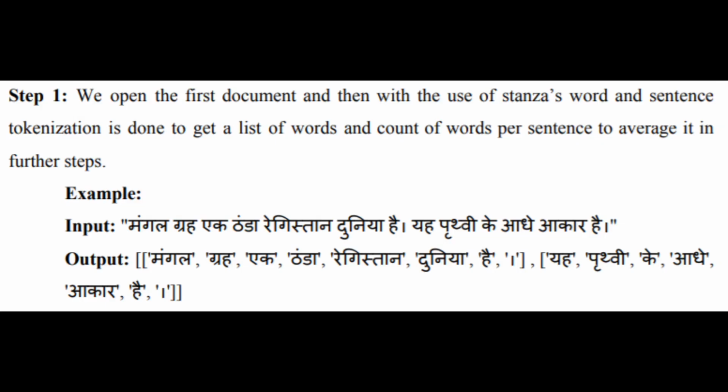First, in step 1, we open the first document and then, with the use of stanza, word and sentence tokenization is done to get a list of words and the count of words per sentence, to average it in further steps. Let's see an example. Here we are giving the input as मंगल ग्रह एक ठंडा रेगिस्तान दुनिया है यह पृथ्वी के आधे आकार का है. Here the sentence tokenization is done for the Hindi language.